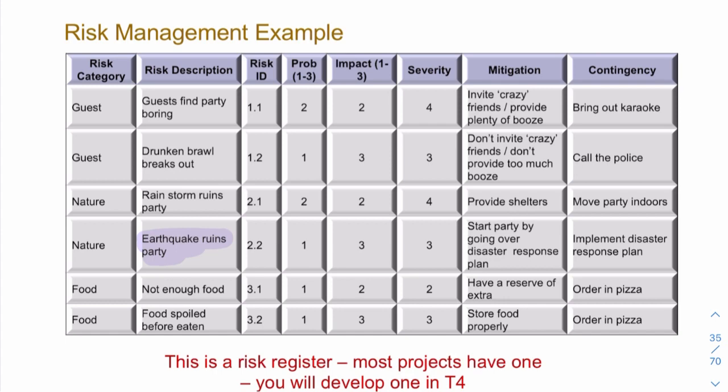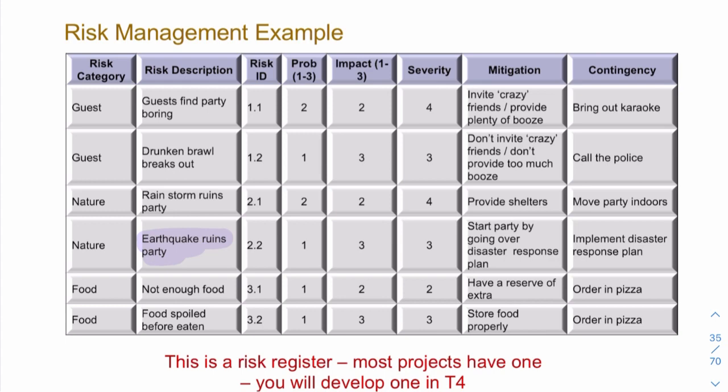What if that isn't enough, or people don't like that? Or what if your backup food isn't suitable? What are you going to do? Your contingency, in case this happened and this didn't work, would be, for example, to order in pizza. Okay, so you do this for all the risks you've identified. So you've gone through all your stakeholders, you've identified the risks, you've given them numbers, more about that later. We found the severity by multiplying the probability and the impact. And then we've put two things together, mitigation and contingency. That's your risk register complete.